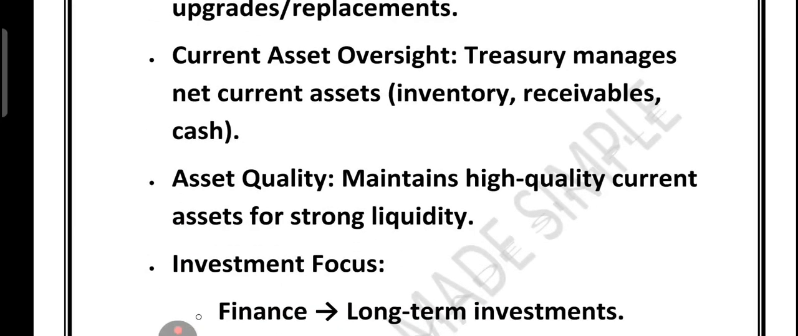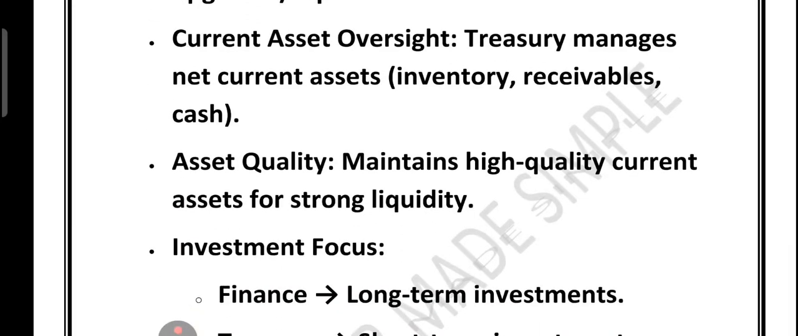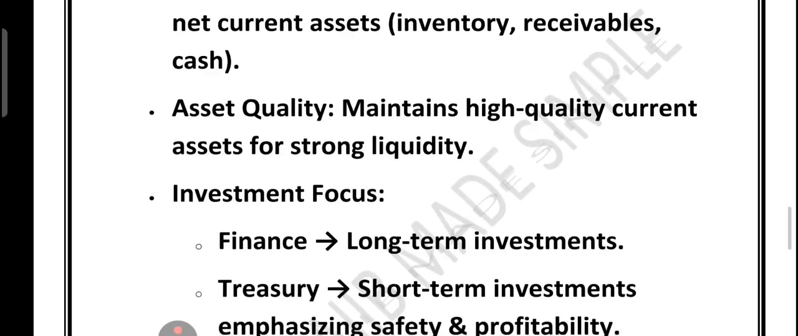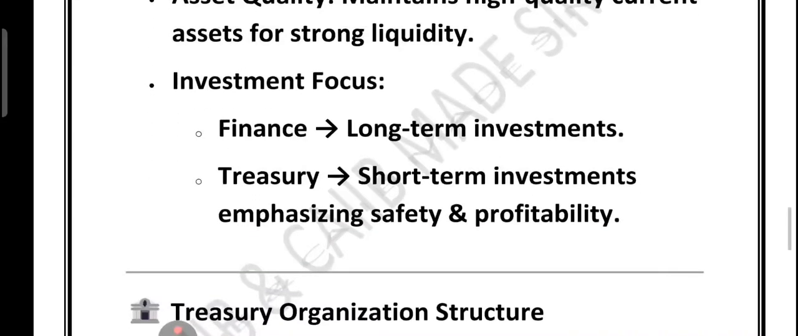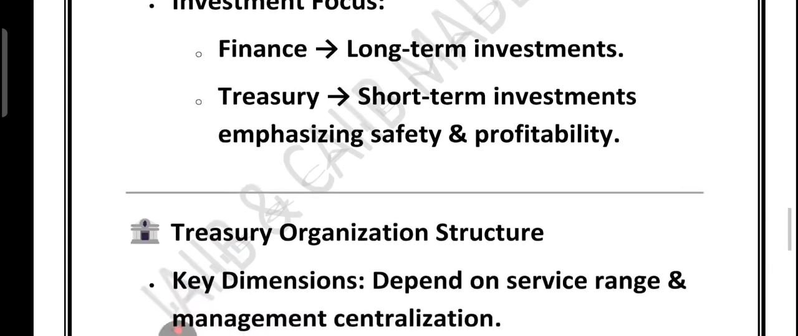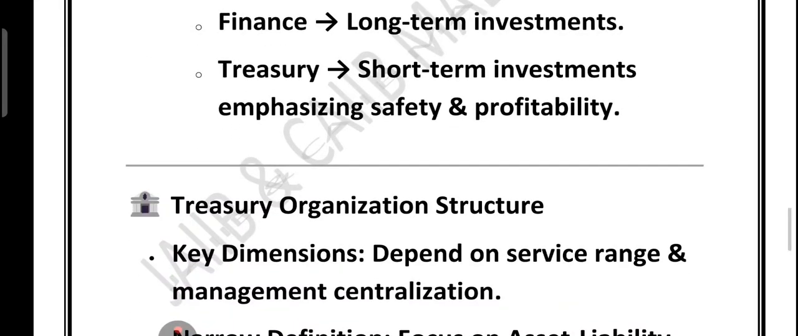Now, in the context of current assets, treasury manages net current assets like inventory, receivables and cash. And asset quality means we have to maintain high quality current assets to ensure strong liquidity. In the context of investment, finance focuses on long-term investment. Again and again I'm repeating: long-term investment is finance, short-term investment is treasury. Right. Now, treasury organization structure.